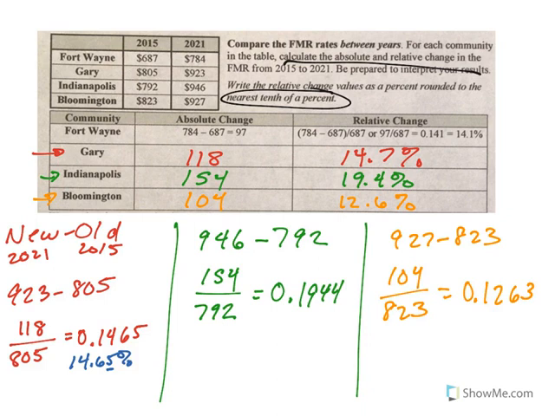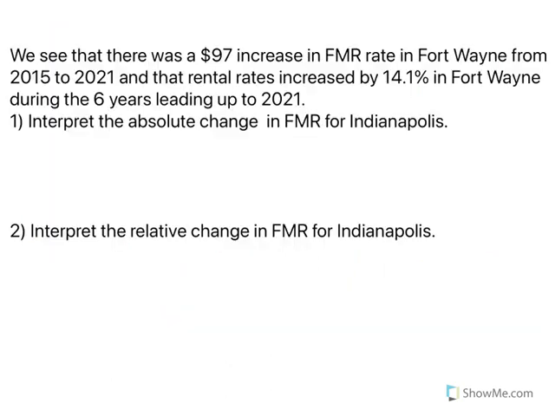So we know that absolute change is a numeric value, where the relative change is a percent. Now let's go ahead and interpret those. We see that there was a $97 increase in the FMR rate in Fort Wayne from 2015 to 2021, and that rental rates increased by 14.1% in Fort Wayne during the 6 years leading up to 2021, right? That's the interpretation of Fort Wayne.